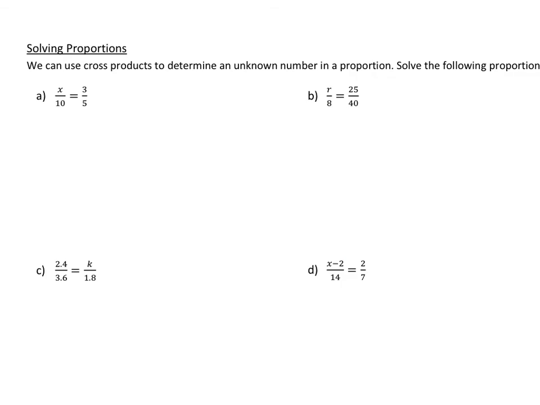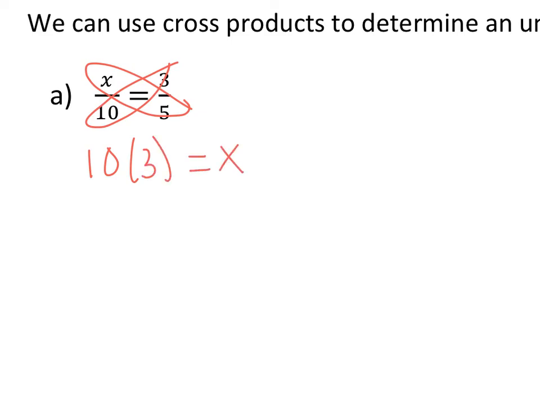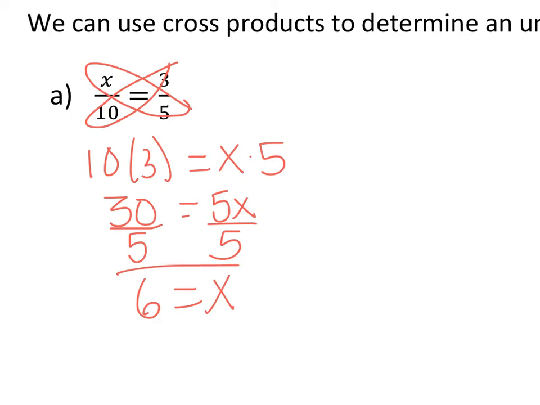We can use cross products to determine an unknown number in a proportion. Solve the following proportions. Let's look at A. We are going to again use cross products. 10 times 3 equals x times 5. 10 times 3 is 30. And x times 5, I'm going to rewrite it so the 5, the coefficient, is in front of the x. Solve the equation. Divide by 5. 6 equals x.